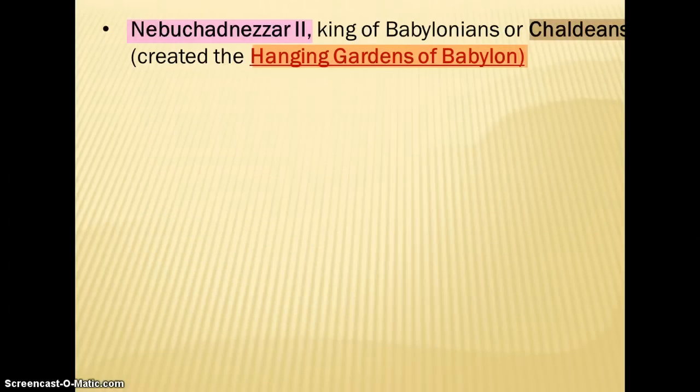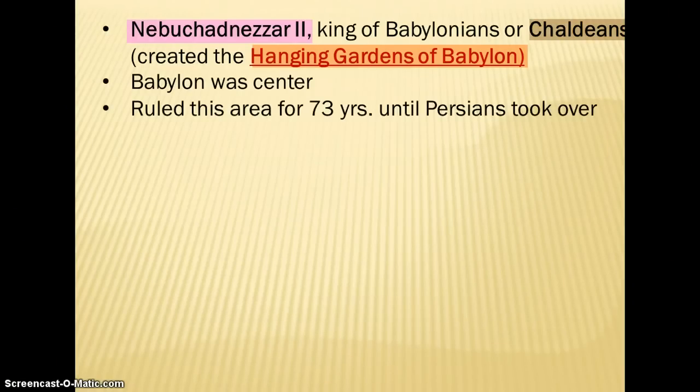All right, so then we need to mention something before we get into the Persian Empire, but we need to mention the Chaldeans, who were the ones that took over the Assyrians. They were from Babylon, and the leader of the Chaldeans was Nebuchadnezzar II. And Babylon was the capital, as I mentioned, and they ruled this area for 73 years until the Persians took them over.